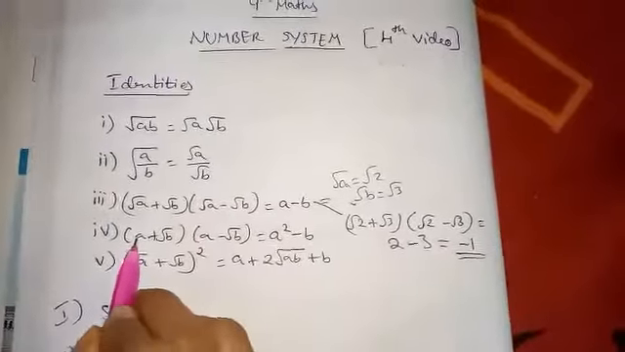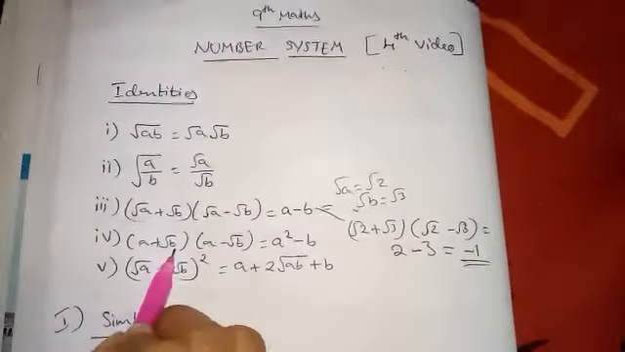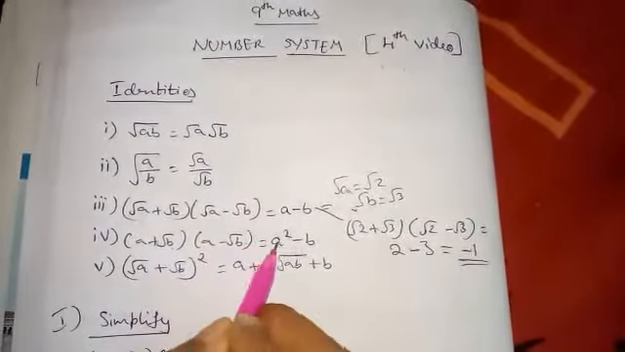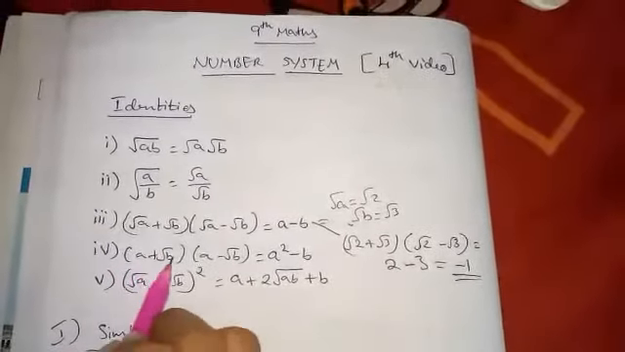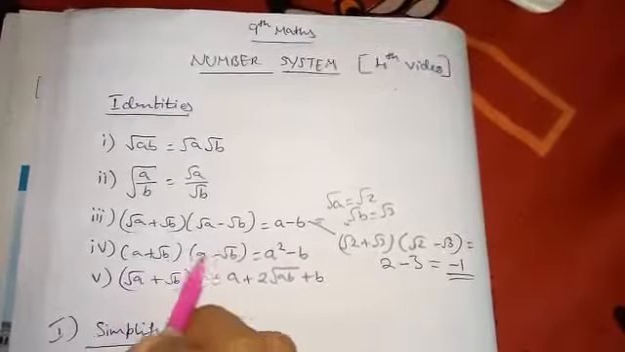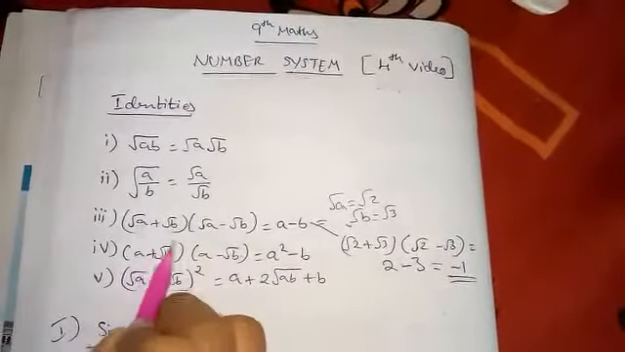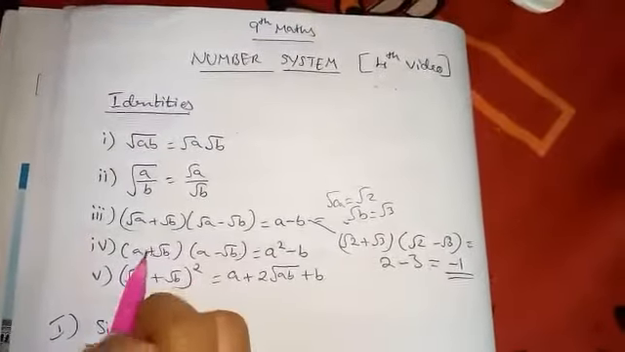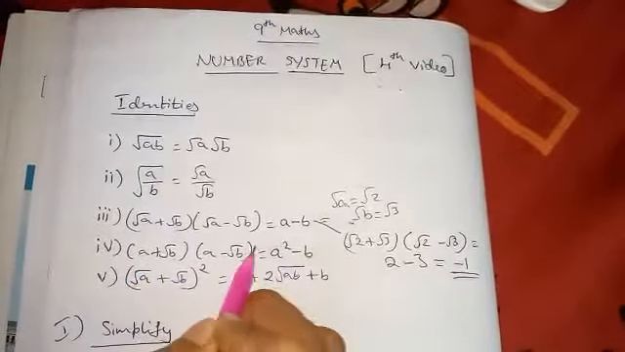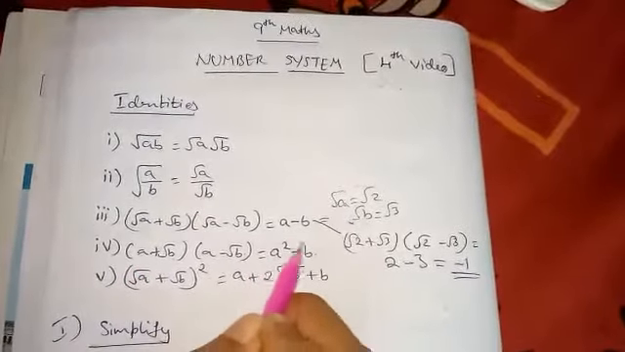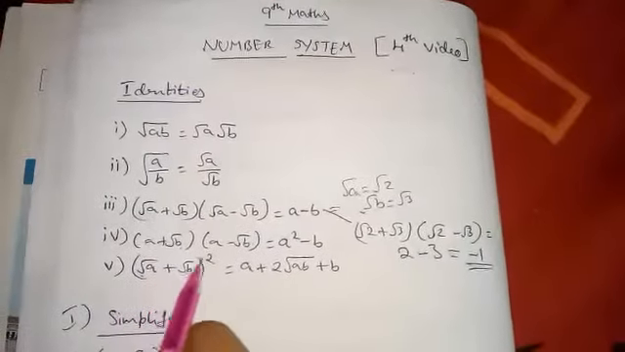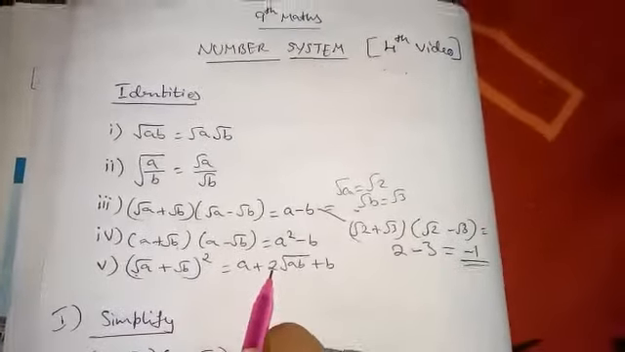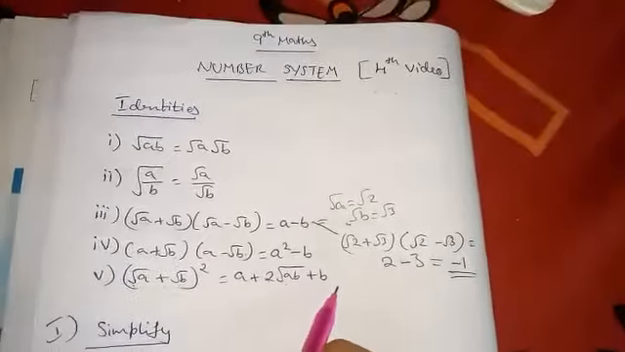Next identity, (A plus root B) into (A minus root B) is equal to A square minus B. Here, see, the letters are the same, A and B, but only B has a square root, and the signs are different. In that case the answer is A square minus B. Next, (root A plus root B) whole square is equal to A plus 2 root AB plus B.